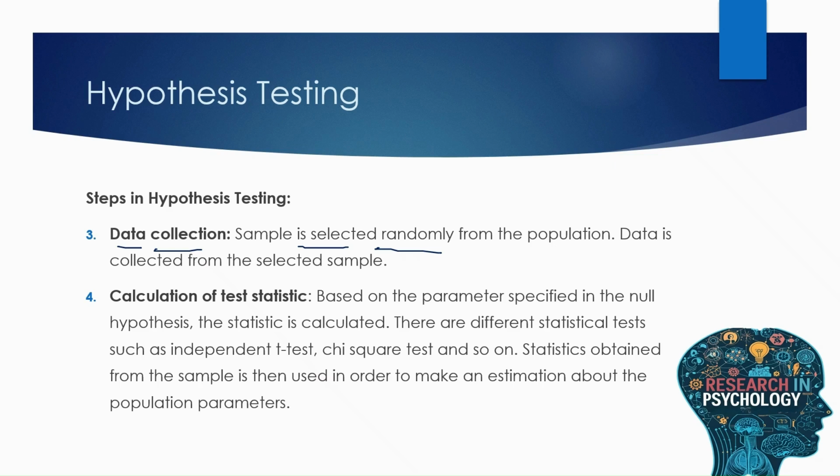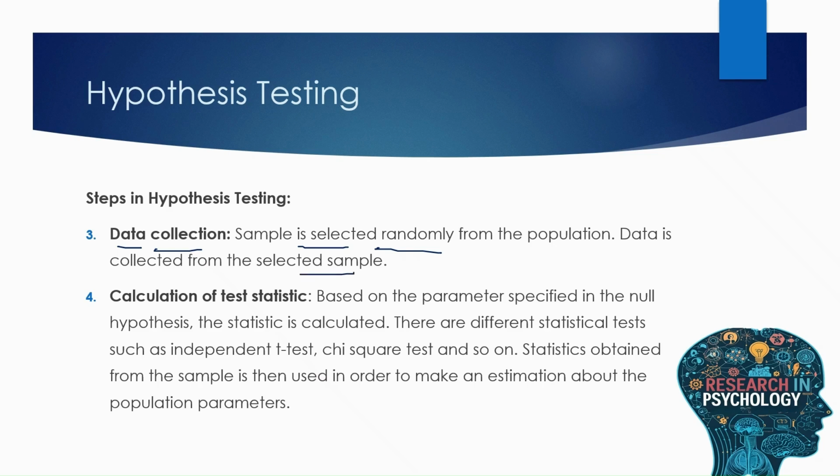This means every single member in the population has an equal chance of getting selected into the sample under study. If there is a population of say 1000 individuals, random selection means any of these 1000 individuals can be selected in the sample, which could be maybe just 50. Sample size may be just 50, but any of these 1000 have equal probability to be chosen in this 50. That is meant by random selection. And once the sample is selected from the population, data is collected from this selected sample.